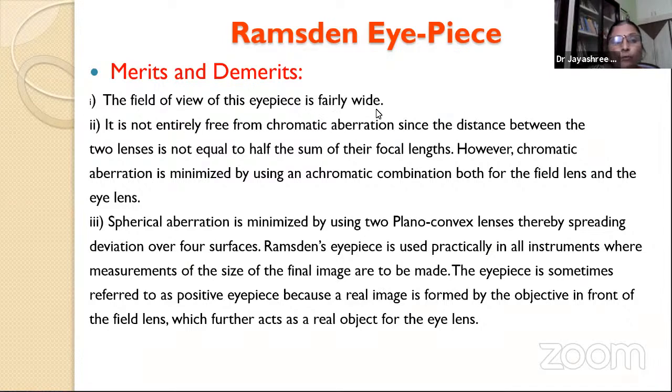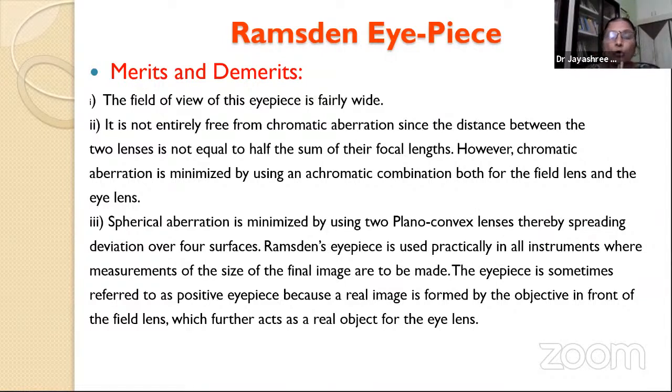The field of view of this eyepiece is fairly wide. It is not entirely free from chromatic aberration, since the distance between the two lenses is not equal to half the sum of the focal lengths. As I already gave the idea, f/2 is u, right? Chromatic aberration also gets minimized by using an achromatic combination, both for the field lens and the eye lens. And what about spherical aberration? That should get minimized here by using these two plano-convex lenses, right?